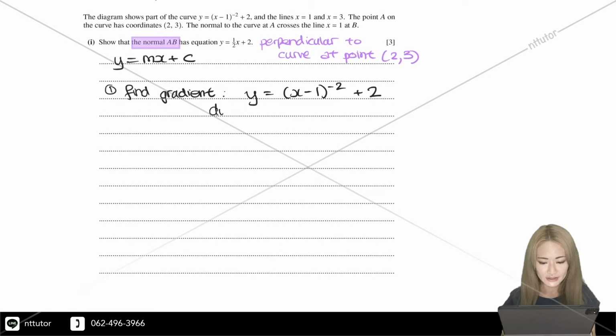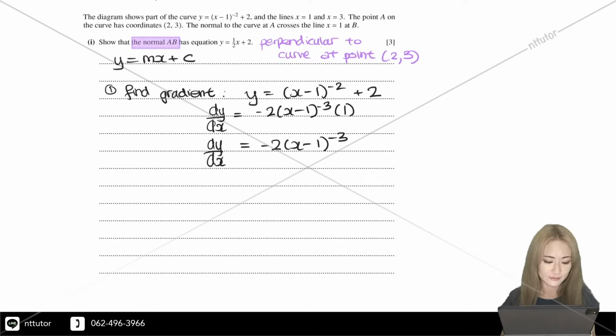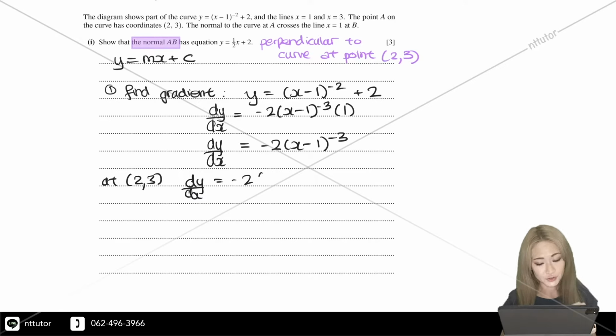So dy over dx is equal to: drop the power, (x minus 1) to the power, multiplied by the differentiation of the bracket, which is 1 in this case. And the differentiation of 2 is just 0. So dy over dx is equal to minus 2 (x minus 1) to the power of minus 3. We want the gradient at the point (2, 3). So dy over dx at (2, 3), you can find by substituting x with 2. So that gives minus 2. So the gradient of the curve at that point is minus 2.